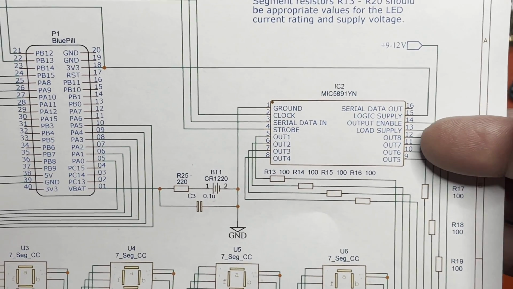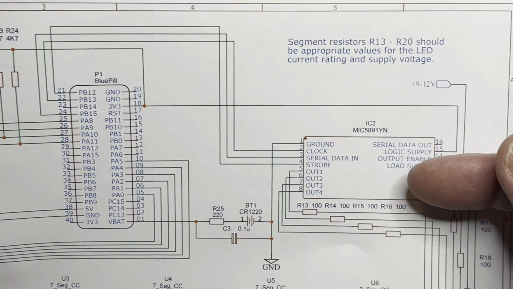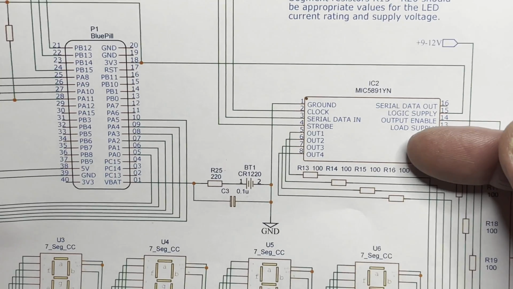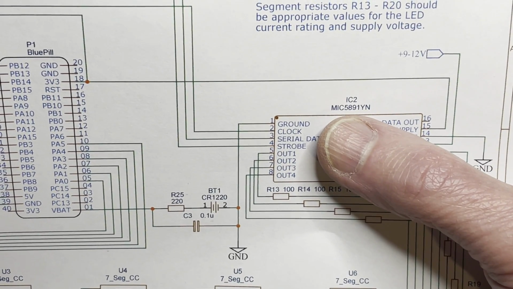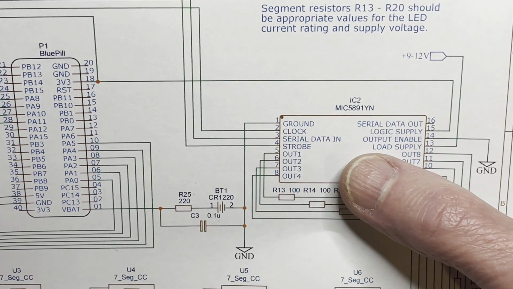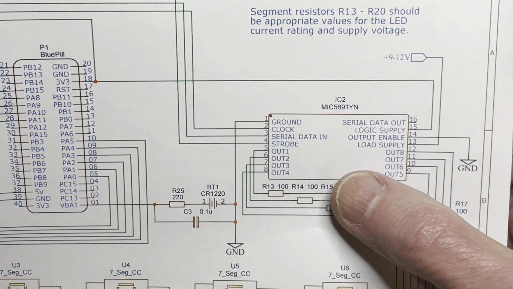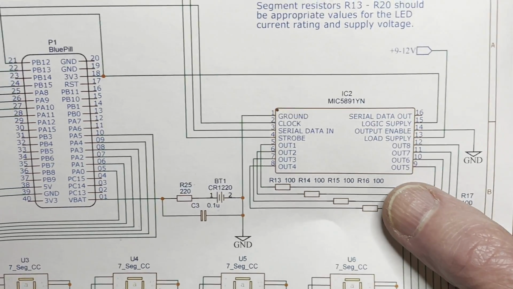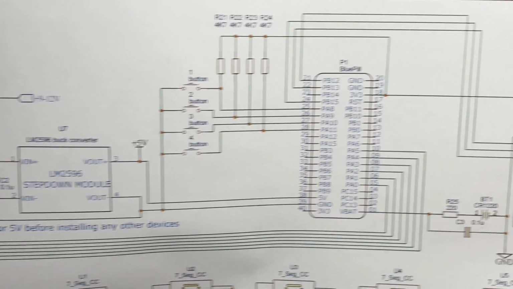And again, rather than using discrete transistors for the drivers on the high side, I'm using a MIC5891, which is a serially loaded high voltage driver. It'll operate on anything up to 50 volts. There's another reason for that as well, which I'll go through later.